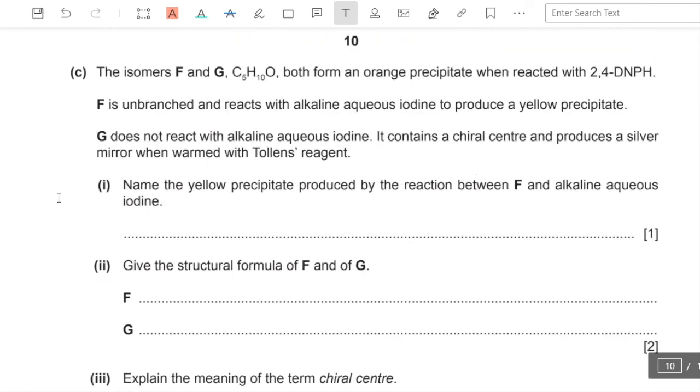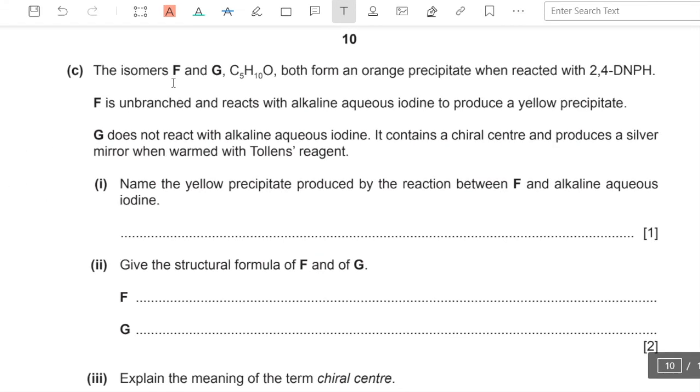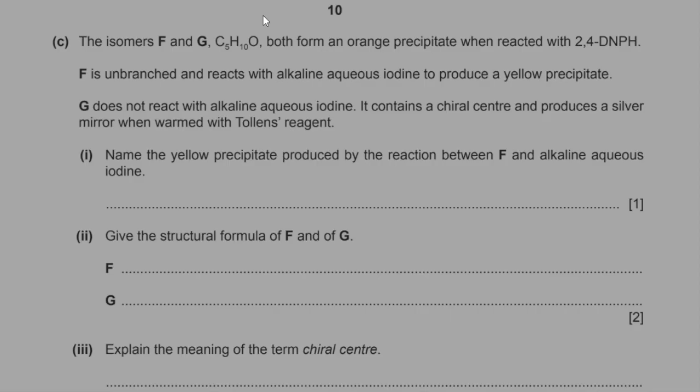Isomers F and G, C5H10O, both form an orange precipitate when reacted with 2,4-DNPH, meaning F and G have to be either an aldehyde or ketone. F is unbranched and reacts with alkaline aqueous iodine to produce a yellow precipitate, meaning that F has a carbon double bonded to oxygen, and it is also bonded to a CH3 group, and then the rest of the structure, which is going to be 3 of the carbon atoms, since this is a straight chain product with no branches, so this will be F.